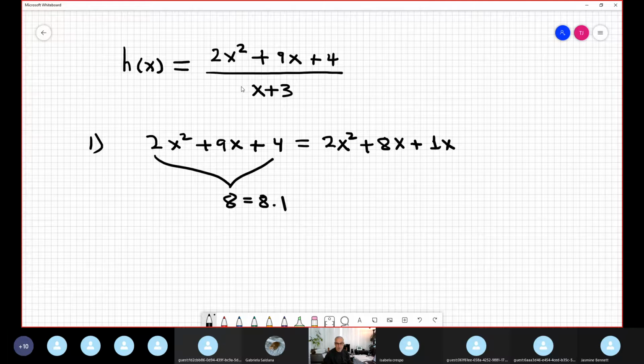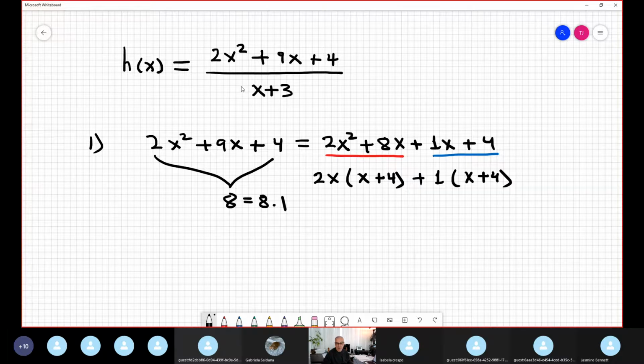This one is invisible, no? If you want to put it, fine, if you don't, it doesn't matter. Now grouping. Grouping this couple and grouping this couple. The greatest common factor in the red part is 2x, times x plus 4. And the greatest common factor in the second is 1, times x plus 4. X plus 4 is the common factor. One more time, 2x plus 1.